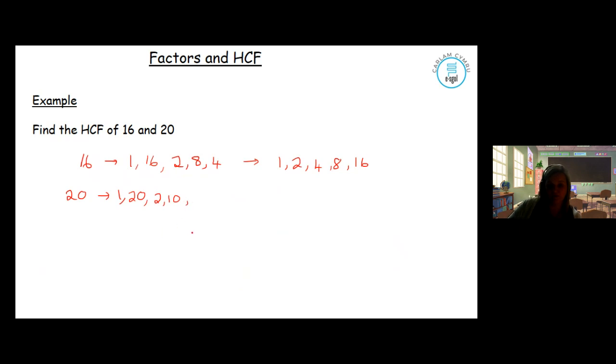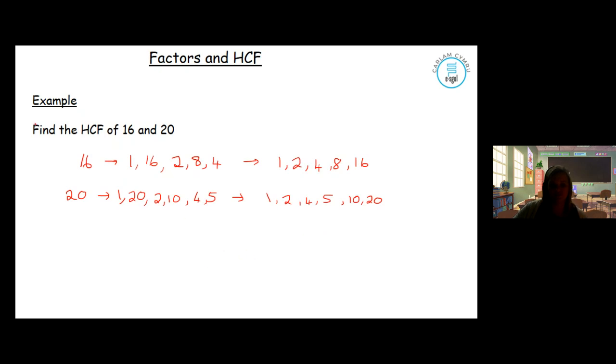Then I come to the number 3, that's not a factor of 20, so I miss it out. Next number is 4. 4 is a factor, and 4 multiplied by 5 is 20, so 5 is a factor. And because now I've got to a value that I've already counted, I know I'm finished. I'm just going to rewrite these smallest to biggest. So 1, 2, 4, 5, 10 and 20 are my factors.